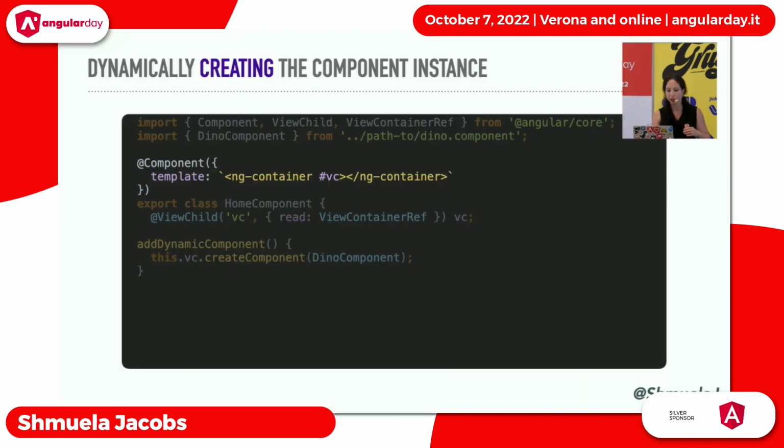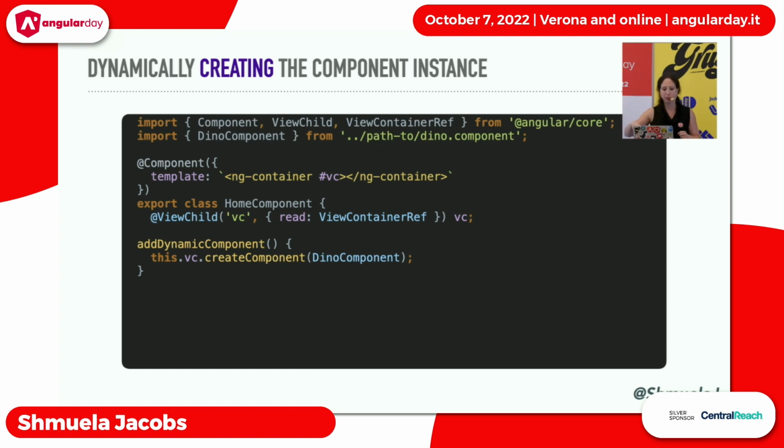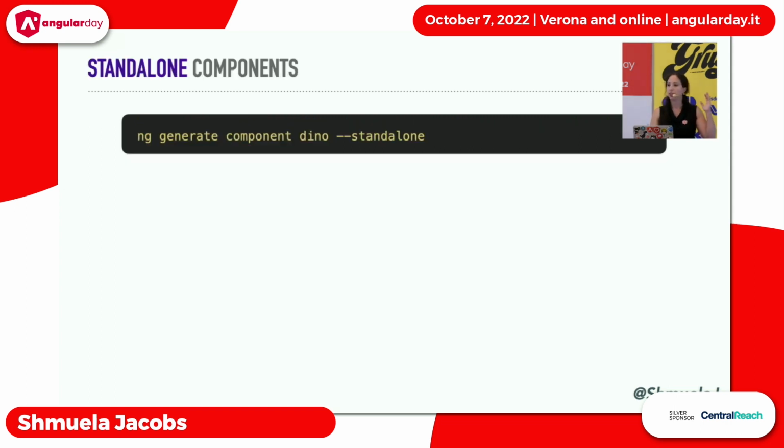But if we use it this way, and I just pass it the component class, then it means that I need to import the component class into this code. So it's not lazy loaded. So what we're going to do is create a standalone component, so it doesn't get loaded also with the module, with the ng module.